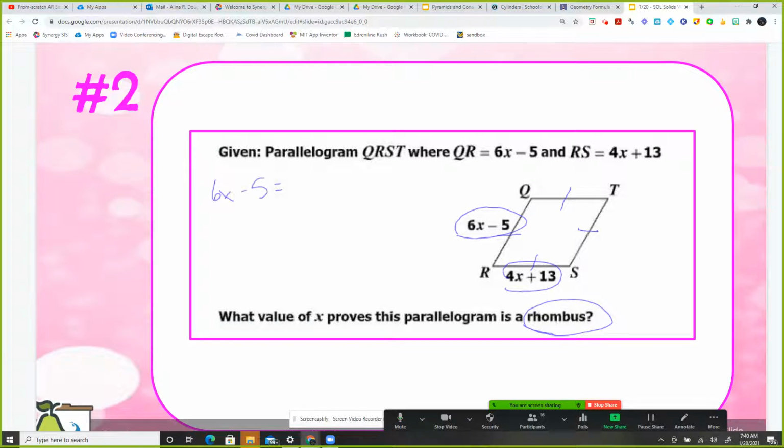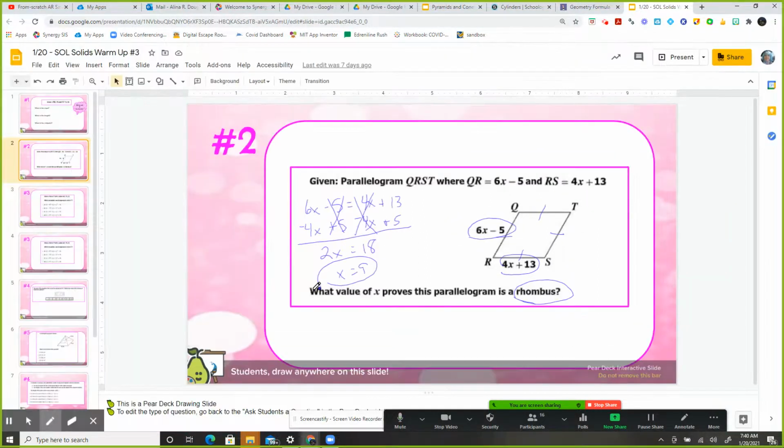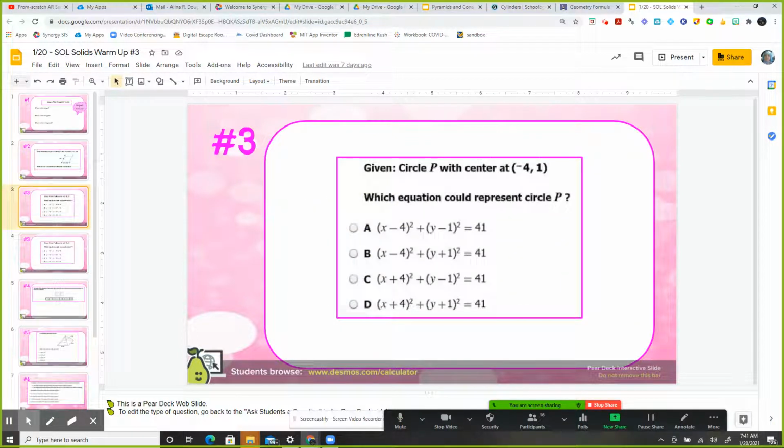6x minus 5 equals 4x plus 13. Move the smallest x and move the number, the constant, to the other side. The x's cross out, the 5's cross out. We get 2x equals 18 and x equals 9, right? Questions on that? Rhombus's sides are equal. So I'm going to skip slide 3 because it's the same on mine and go to slide 4.